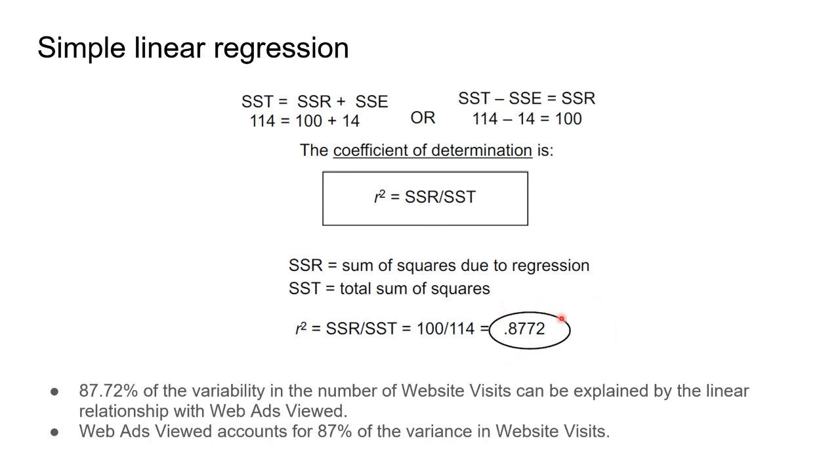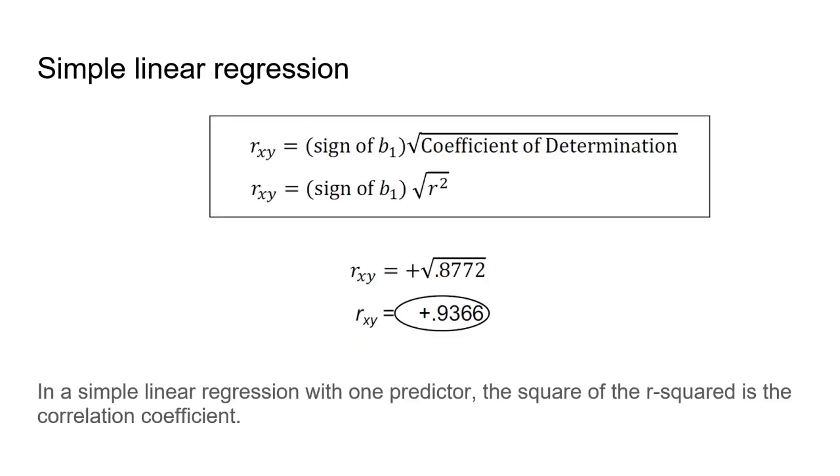And in our example, we can see that the ratio equals 0.8772. And the way we can interpret that value is by saying that 87.72% of the variability in the number of website visits can be explained by the linear relationship with web ads viewed. In other words, web ads viewed accounts for 87% of the variance in website visits.